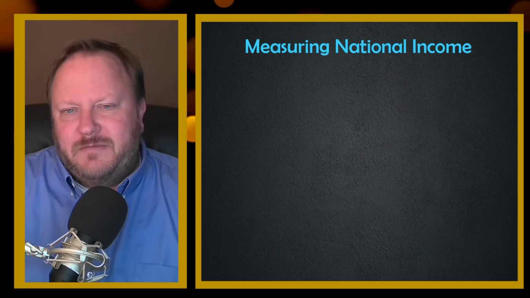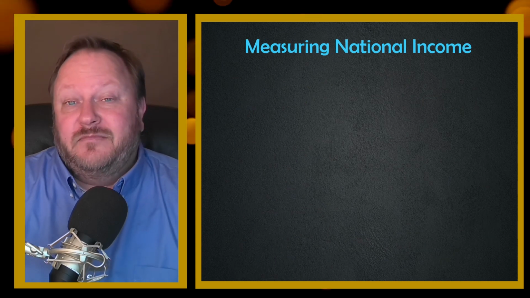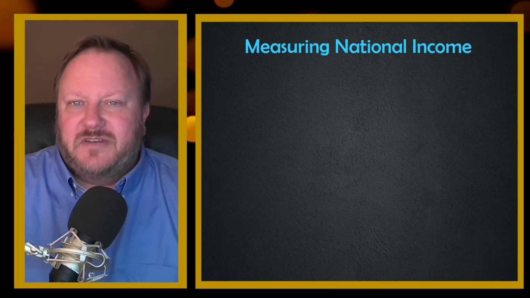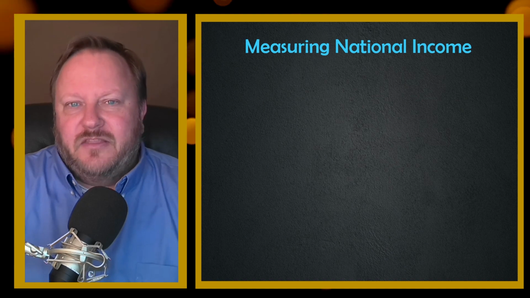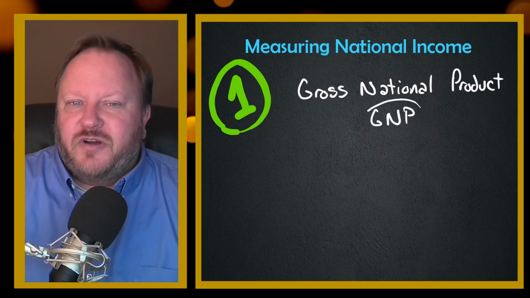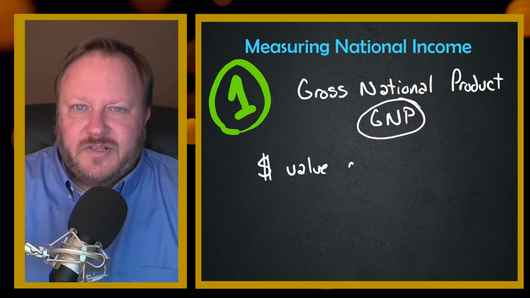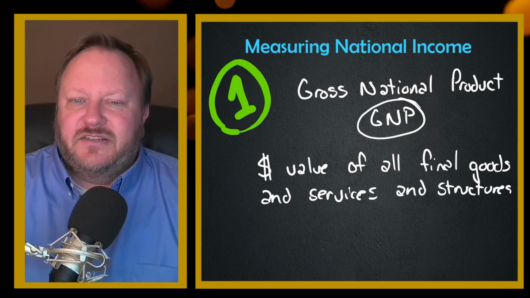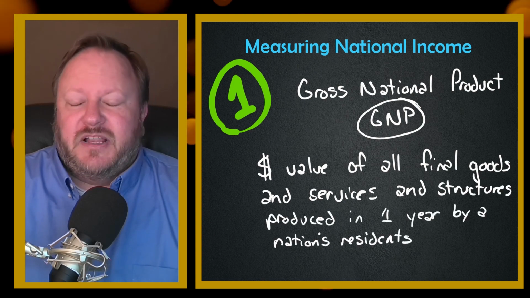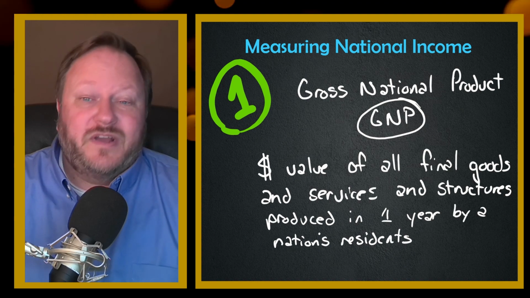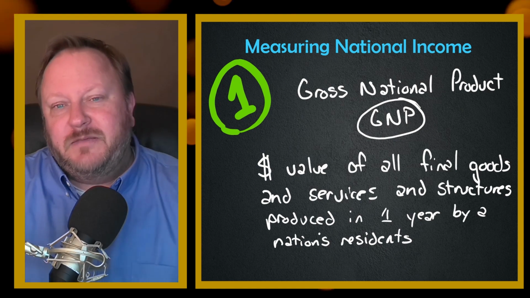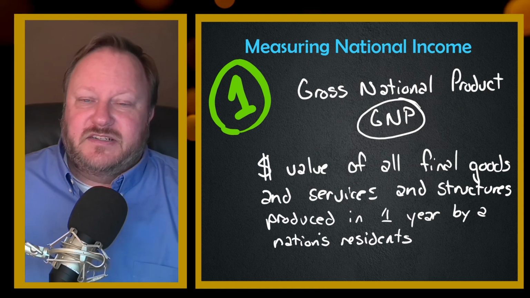Now, the way that we measure national income inside of the United States actually comes down to 5 factors. So that's what I want to break down here at the end of this lesson. The first of these factors is the gross national product. The gross national product is the dollar value of all final goods and services and structures produced in 1 year with the labor and property supplied by a country's residents. So what are the goods, what are the services, what are the structures that we have put together because of the people that are present inside of this country?